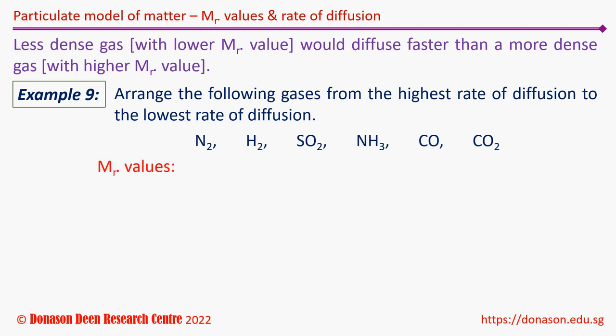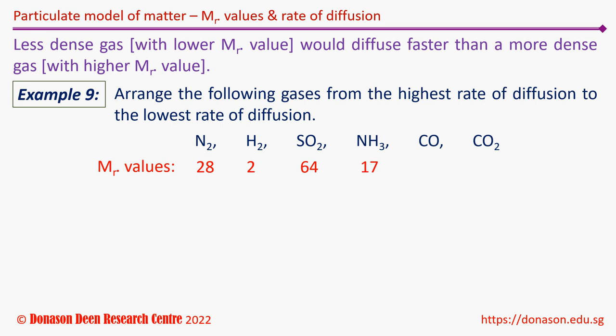So if we use the technique that we just learned, for nitrogen, the relative molecular mass would be 28. For hydrogen, the atomic mass is 1, if you recall, and there are 2 atoms, so that gives us 2. Sulfur dioxide: sulfur is 32 and each oxygen is 16, so 2 oxygens is 32, and 32 and 32 together make 64. Ammonia: nitrogen is 14, 3 hydrogens is 3, and 14 and 3 together is 17.